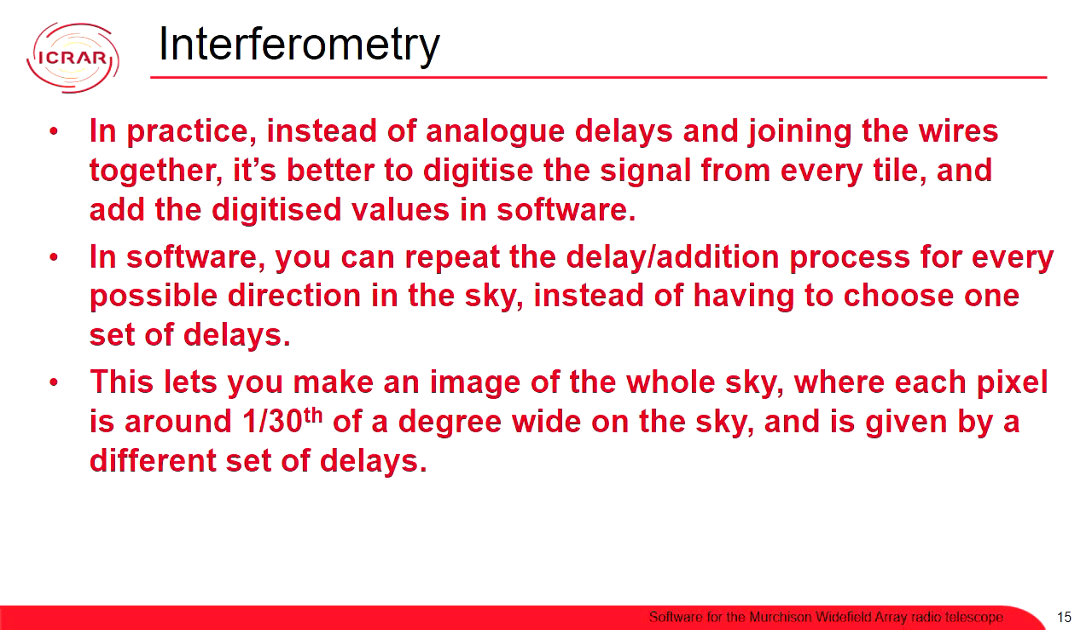Each of those tiles is digitized, and then you can combine that in software. You can have every conceivable direction in the sky by having a whole heap of delays. Instead of adding the signals coming at the same instant from all of those tiles with the right delays, you have every possible set of delays to define every possible direction in the sky. Instead of choosing one set of delays, you make an image of the entire sky. You do that in software, it's nice and easy. In practice, you don't do that at all. You do something mathematically equivalent using Fourier transforms that I don't understand.